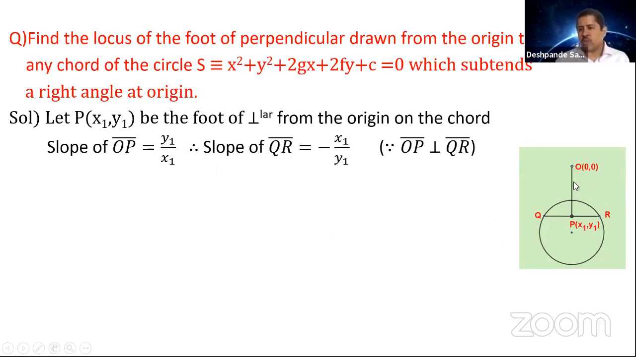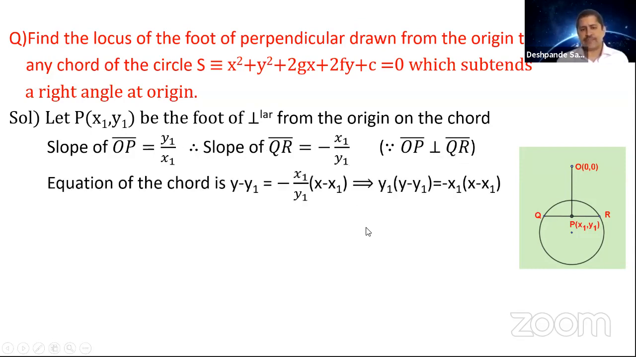Now you have got the slope of OP. Now what is the slope of QR here? Because the line OP is always perpendicular to the chord. So OP is always perpendicular to QR. So the slope of QR will be just the reciprocal of this with a negative sign. So it is minus of exchange the positions, minus x1 by y1. Why is it so? Because OP is perpendicular to QR. Right? So understood this step here. So you got y1 by x1, and here you got minus x1 by y1.